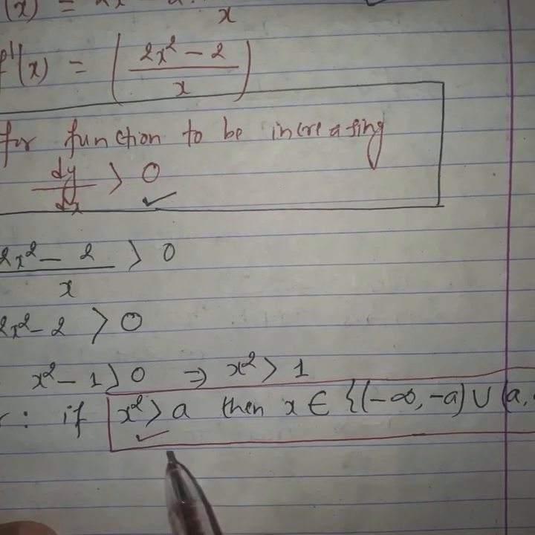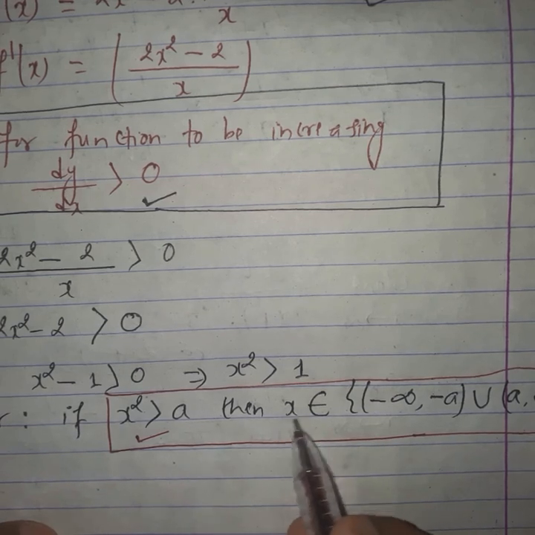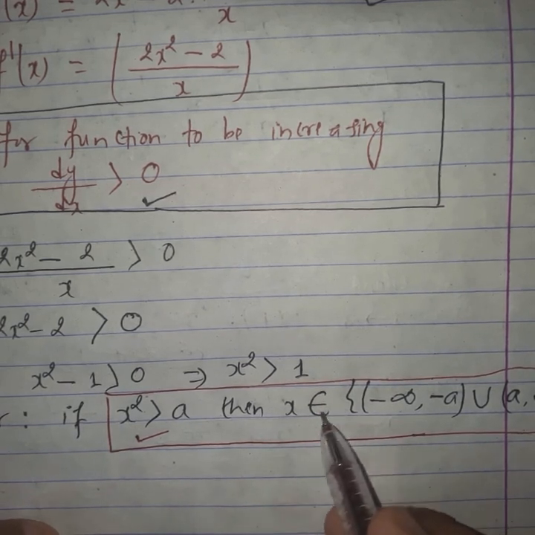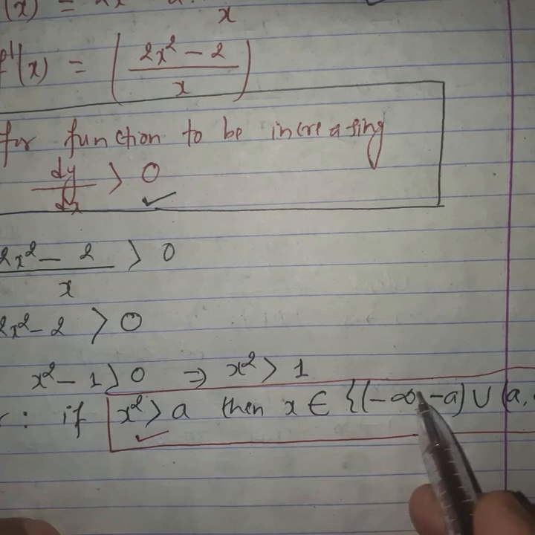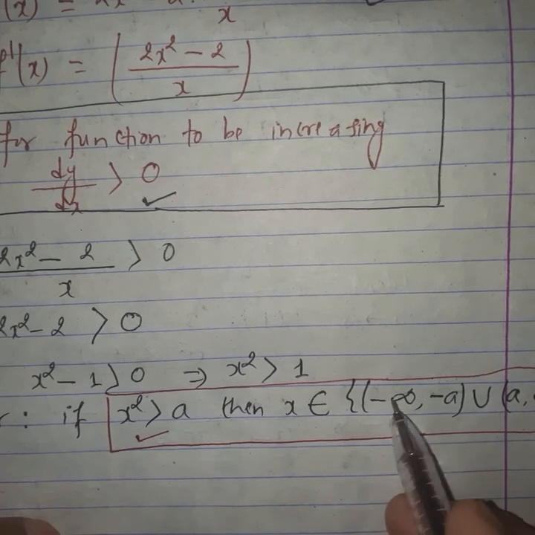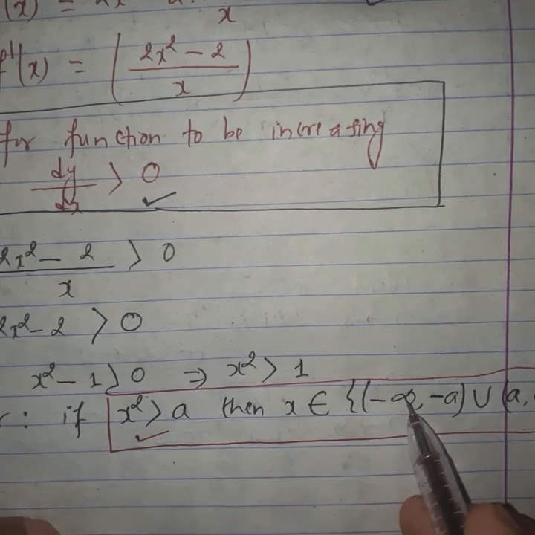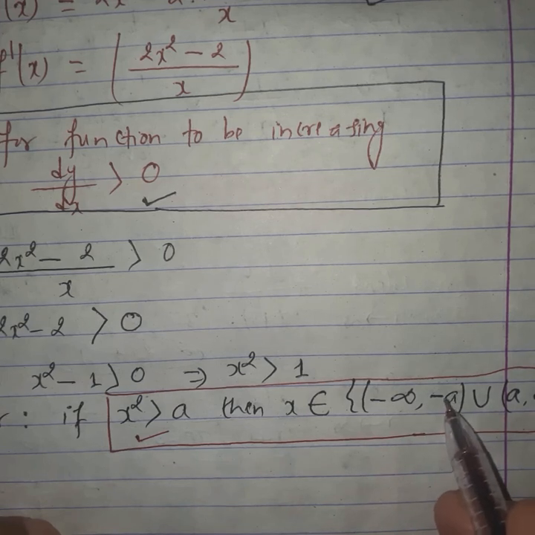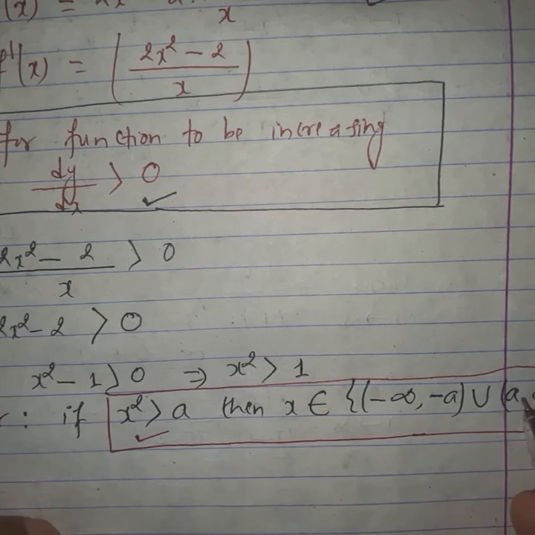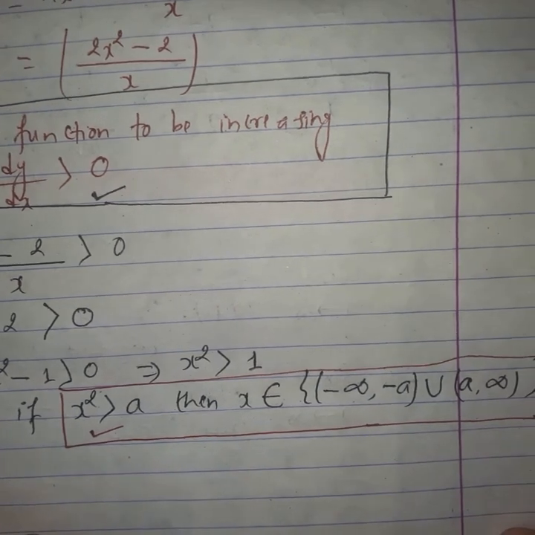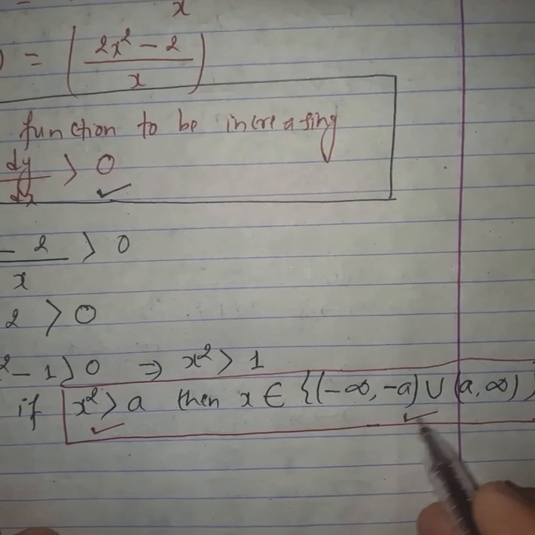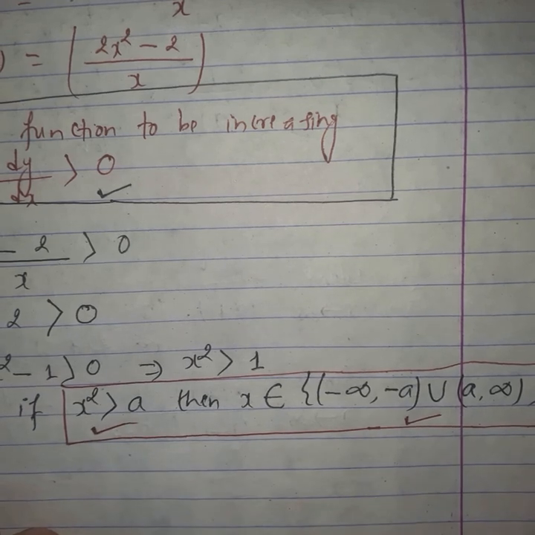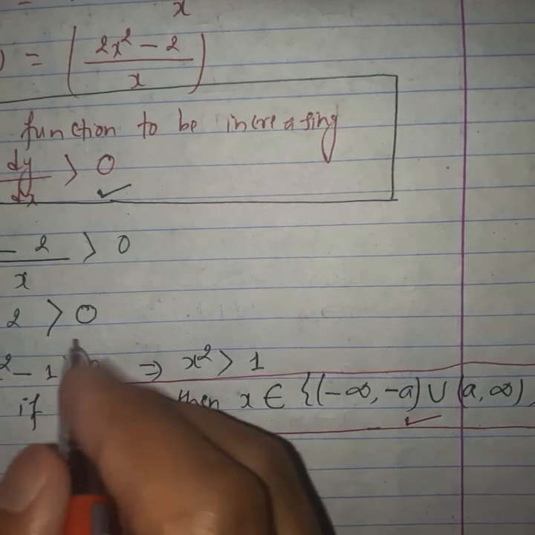If x square is greater than a, then the solution set for x belongs to the union of two sets: between negative infinity and negative a, and the other set between positive a and positive infinity. This is the solution set of this inequality. Please remember.